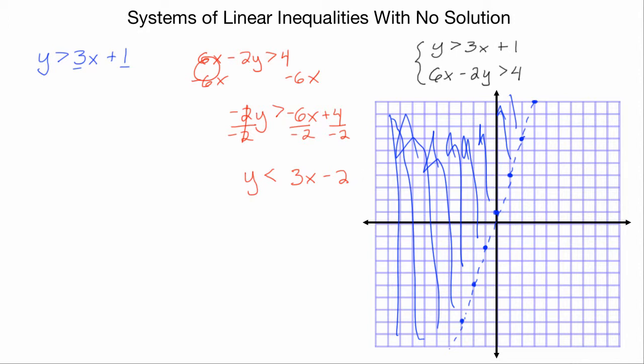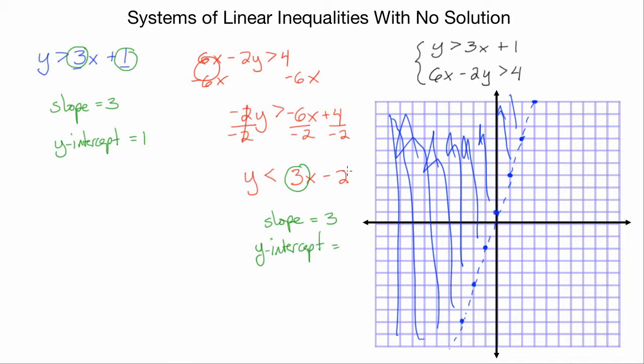We're already probably drawing some conclusions here. Look, we had a slope of 3 in this graph right here. My other inequality also ended up having a slope of 3 once we got it into slope-intercept form. My y-intercept on this first one was 1, and the y-intercept here is equal to negative 2. So the slopes are the same. That's what's going to give me some interesting things here. So let's graph this now.